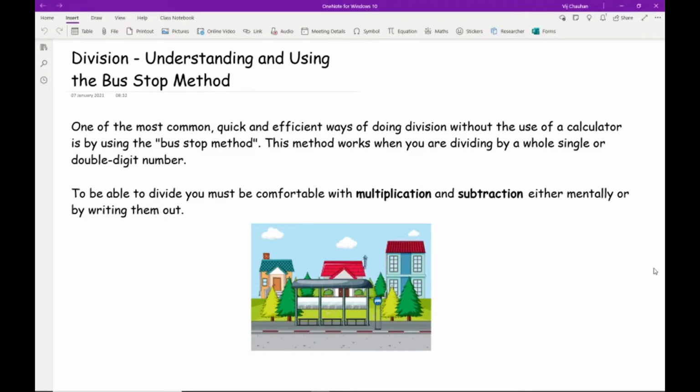So basically what that means is we can't use the bus stop method when you are dividing by a decimal number. Now, to be able to divide, you must be comfortable with multiplication and subtraction, either mentally or by writing it down. That means you want to be competent at your times tables up to 12, but also being able to write down the 14 times table or the 23 times table, which will obviously help when you're doing long division.